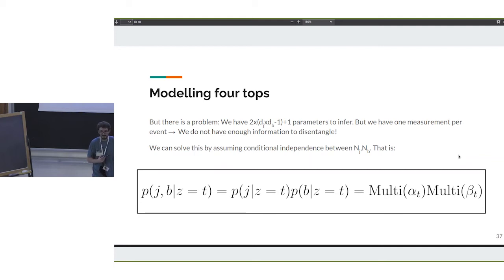So we introduce this additional hypothesis, which is that for a given class, the number of light jets and the number of B jets are independent. So we can factorize the underlying distribution. Of course, this is not true, because of B-tagging, because there's a cross.